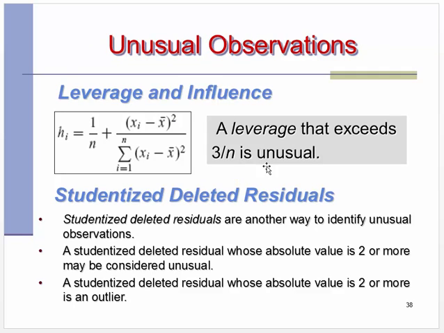These observations are influential because they are at the end of the lever. Right? It's high leverage, and the leverage of observation i is denoted as h_i. A leverage that exceeds 3 over n is considered unusual. Studentized deleted residuals are another way to identify unusual observations. A studentized deleted residual whose absolute value is 2 or more is considered an outlier. Okay.